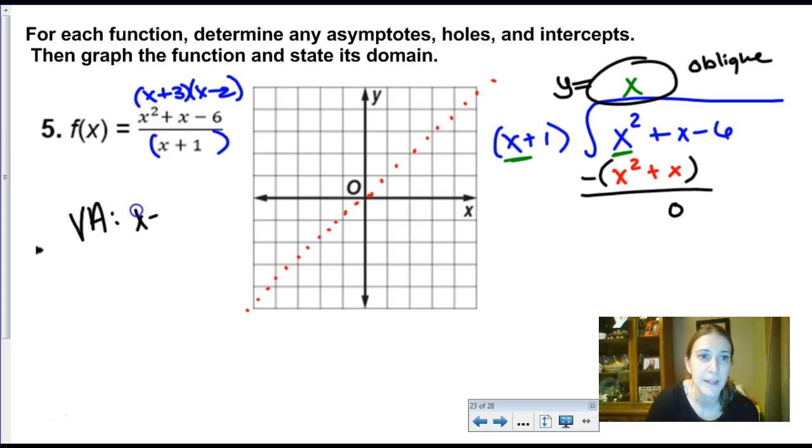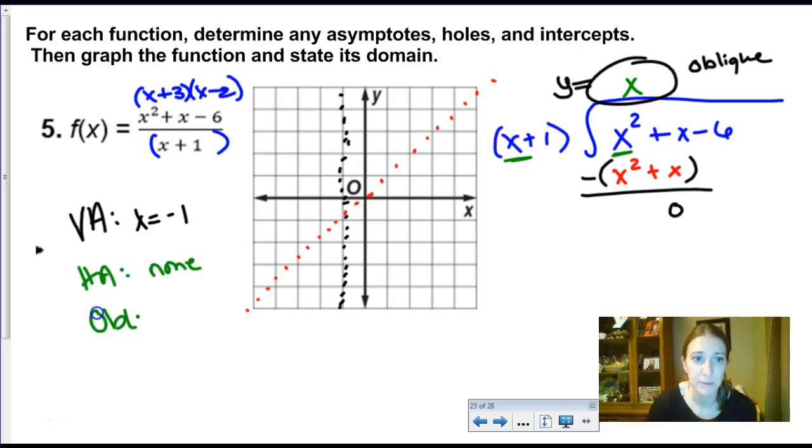I can see that there's going to be one at x equals -1. We don't have any horizontal asymptotes because it's top heavy, but we totally had an oblique asymptote at y equals x. And then there's no holes. X-intercepts would be if you set your numerator equal to 0, so -3 and 2 were my two x-intercepts, so -3, 0 and 2, 0.